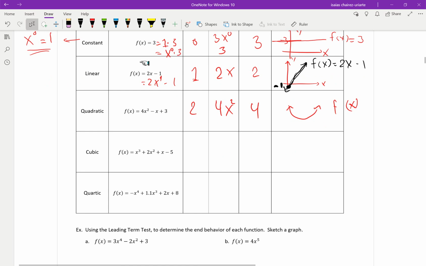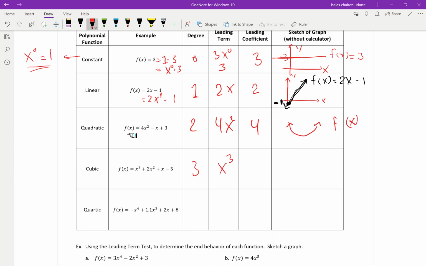So we had a constant polynomial, a linear polynomial, a quadratic polynomial. That means that it's of degree 2. Now I have a cubic polynomial of degree 3. So the degree is 3. The leading term is x cubed. The leading coefficient turns out to be 1. That's the number that's in front of x cubed right there. And I would have to factor this in order to get a detailed sketch. And I'm not going to do that.